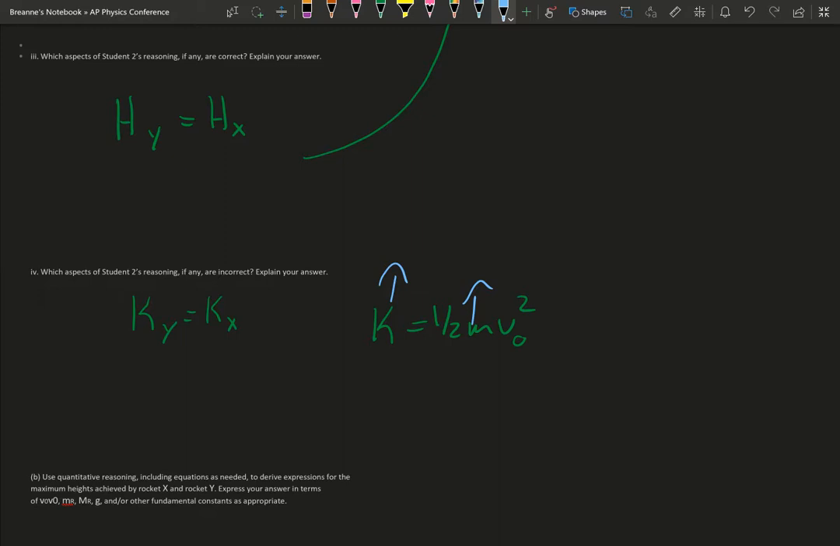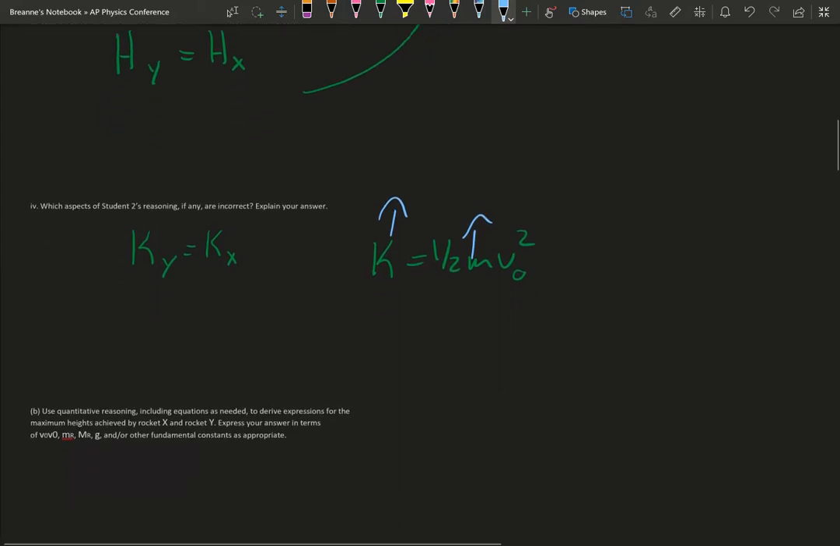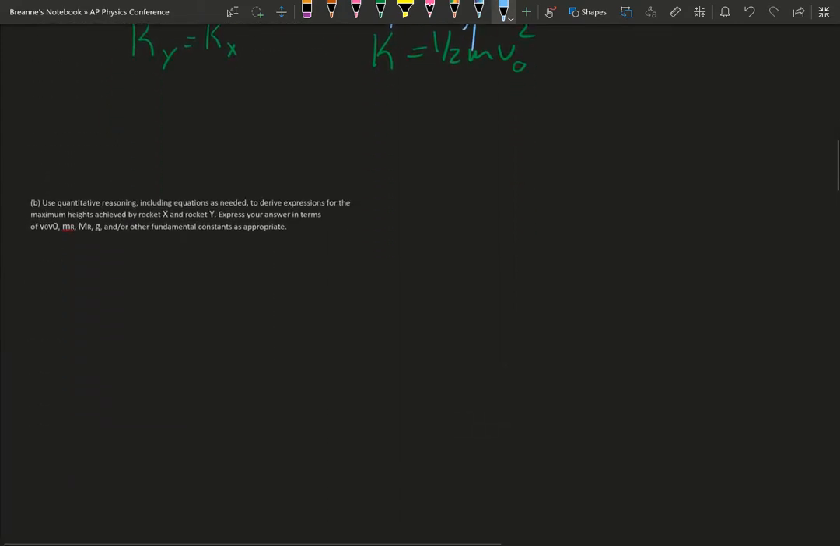So you're going to state that student 2 is incorrect in saying that the two rockets have the same kinetic energy. Even though the two rockets have the same initial velocity, they have two different masses, and in the kinetic energy equation, mass does play a role, so therefore the initial kinetic energies are different. So there we go.